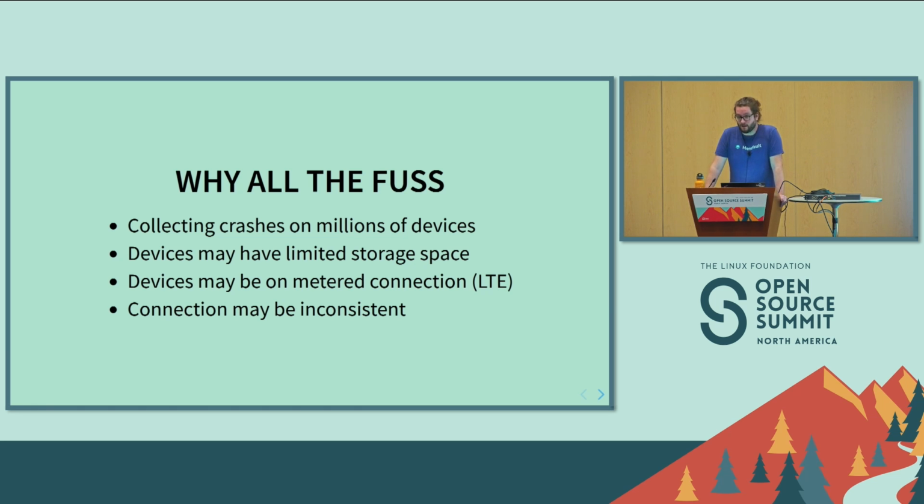You could have very little storage. Depending on how much memory you use, a coredump could be very large. You could be on a metered connection, so maybe you have enough storage, but you're paying per byte that you send over the wire, so you don't want to send a very big one. And your connection might be inconsistent. You could be on a device that moves around. Maybe it goes underground, or to an area that doesn't have cell service. So we need a way to capture that and push it up later.